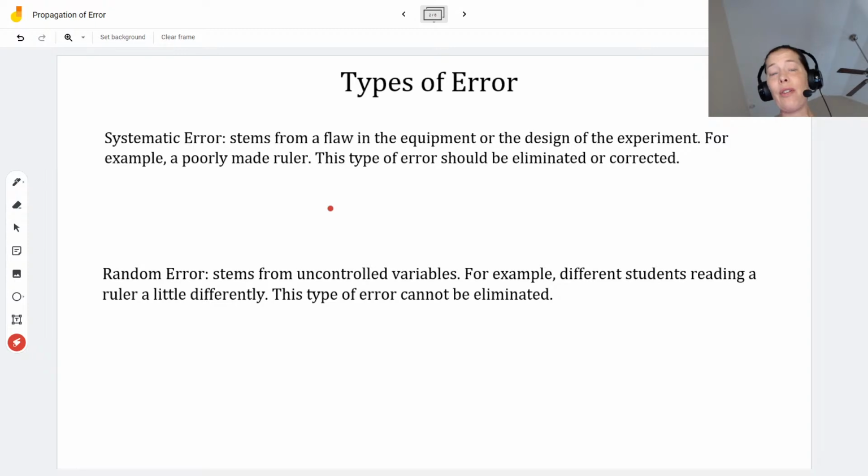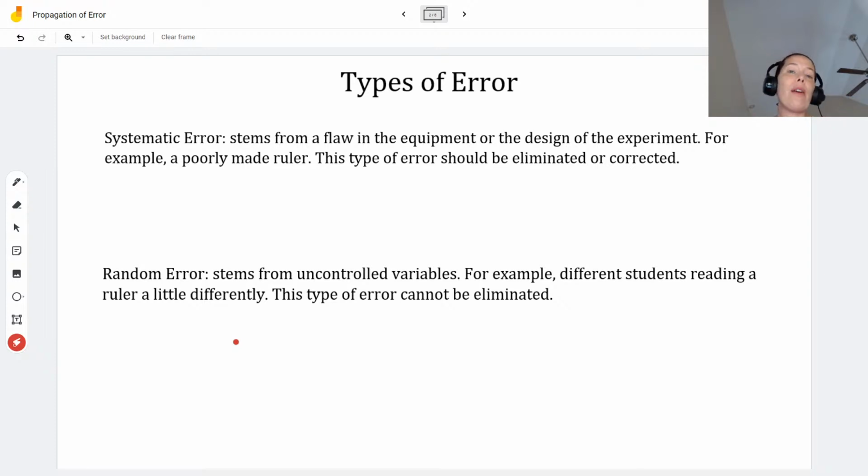Okay, the other error that we encounter is random error. Now, this is very difficult to control, and you can't control all of it. Obviously, you try to minimize any kind of error as much as possible. So when you have, say, different students reading a ruler, maybe a ruler that is accurate, everyone's going to read a measurement between the tick marks just a little bit differently. That is random error, and you cannot entirely get rid of that error.